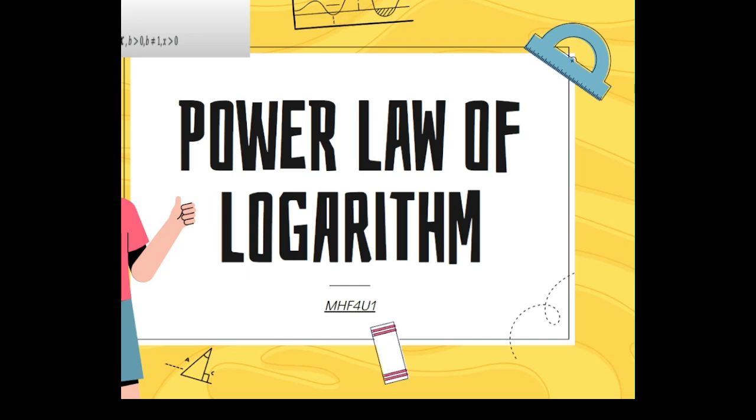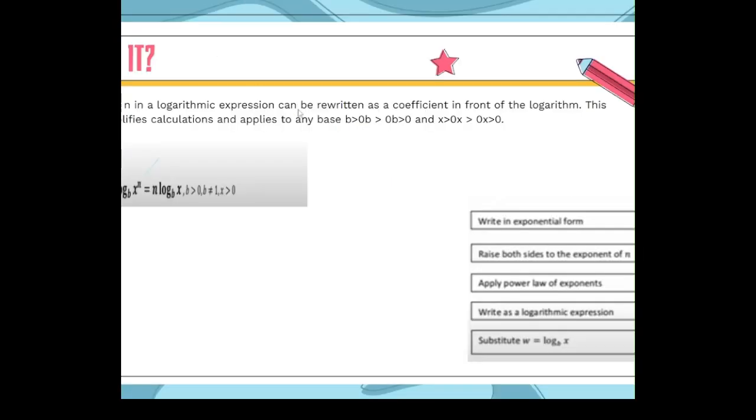log_b(x^n) equals n log_b(x). What is it? When the exponent n is in a logarithm expression, it can be rewritten as a coefficient in front of the logarithm. So the n right here comes to this side. This property simplifies calculations and applies to any base.